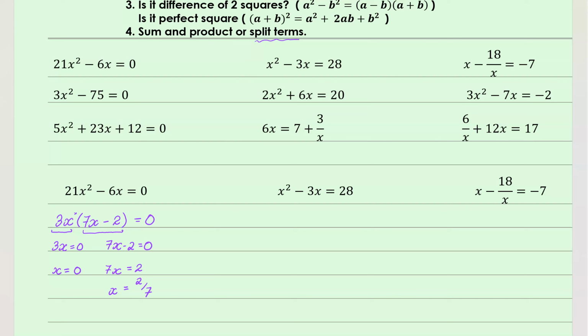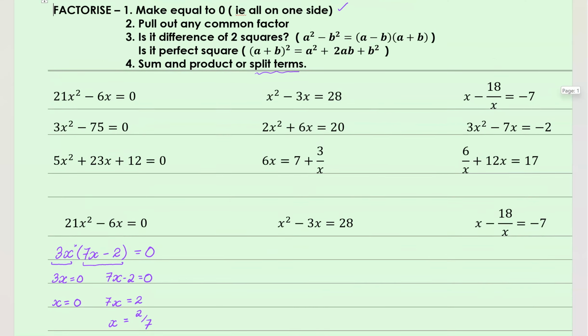So it's those 2 values for x when we replace them back in here. So if we say 21 times 0 squared takes 6 times 0, clearly we get 0. 21 times 2 sevenths squared takes 6 times 2 sevenths. That will equal 0. Those are the 2 solutions for this equation. Okay? So that's what we're up to.